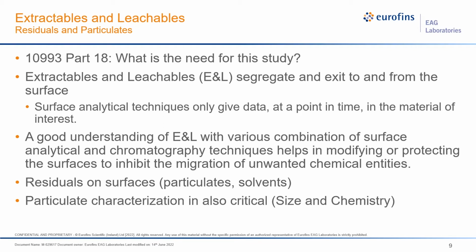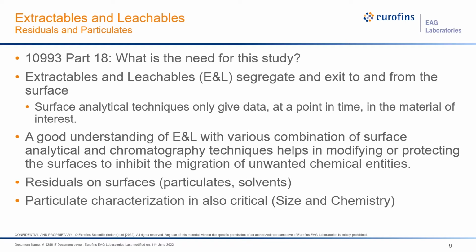Classical surface analytical techniques only give data at a point in time in the material of interest. For example, it is important to know what comes out of a 30-day contact lens over the entire time period. This can be achieved with various combinations of surface analytical and chromatography techniques. It will help in modifying surfaces to protect and inhibit the migration of unwanted chemical entities. For example, titanium oxide coating protects nickel leaching.